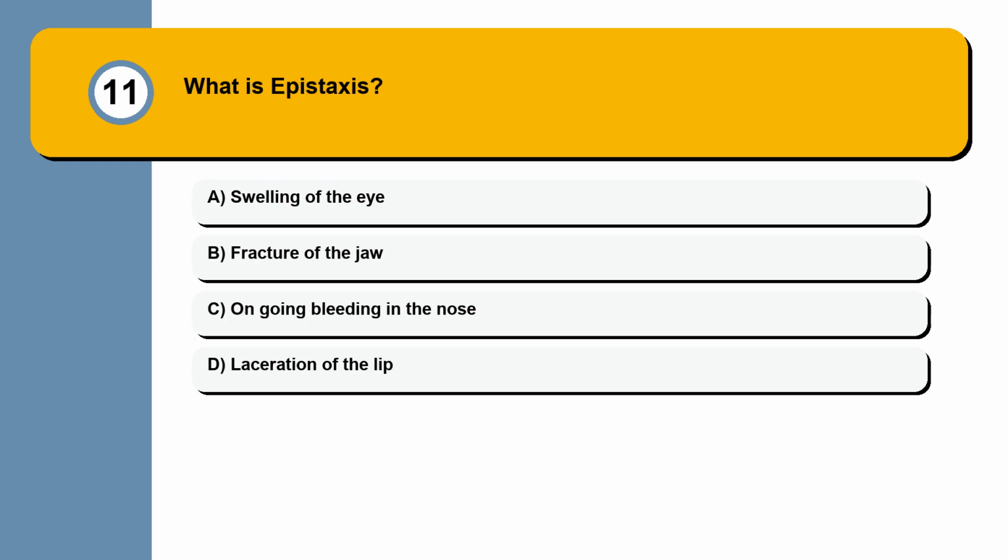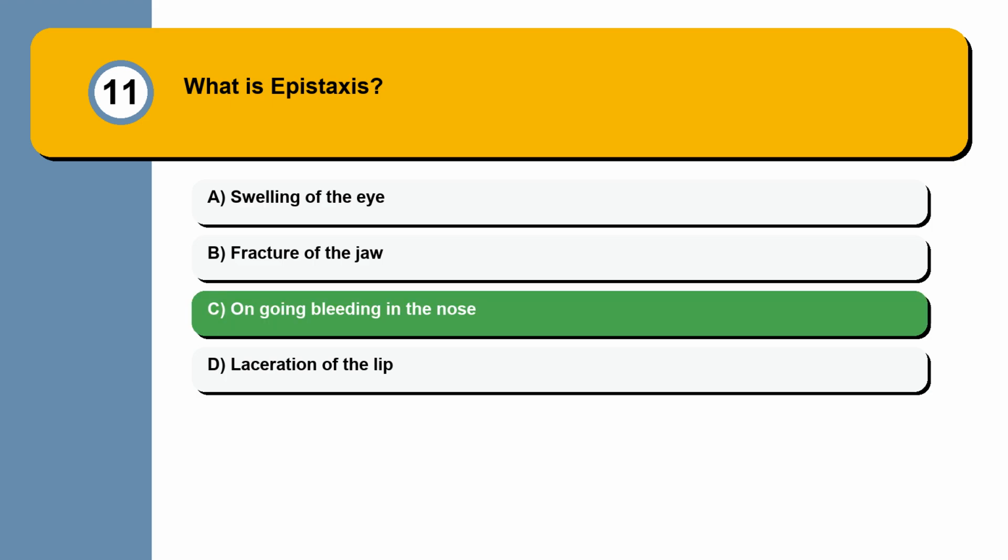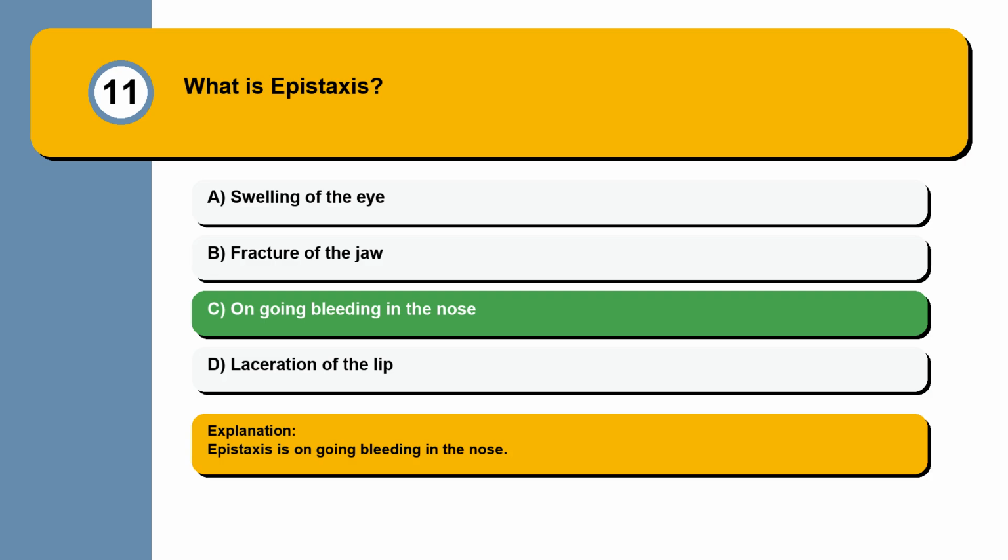Question 11. What is epistaxis? Swelling of the eye, fracture of the jaw, ongoing bleeding in the nose, laceration of the lip. Epistaxis is ongoing bleeding in the nose.